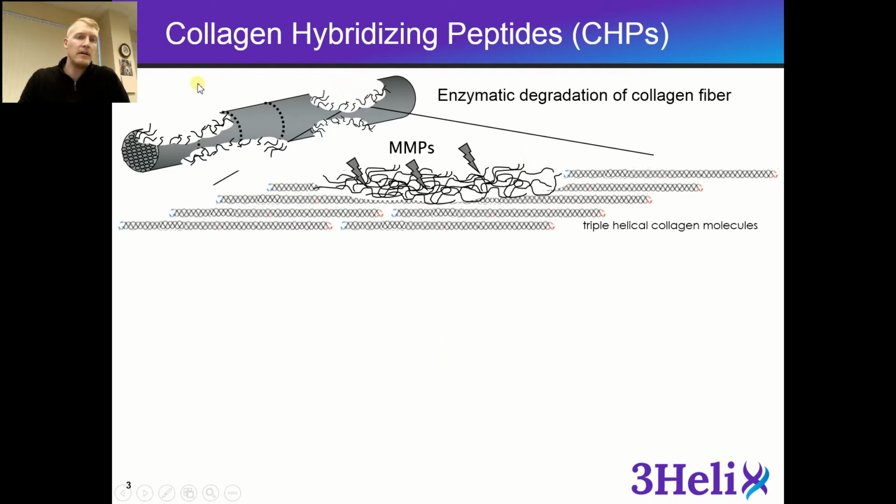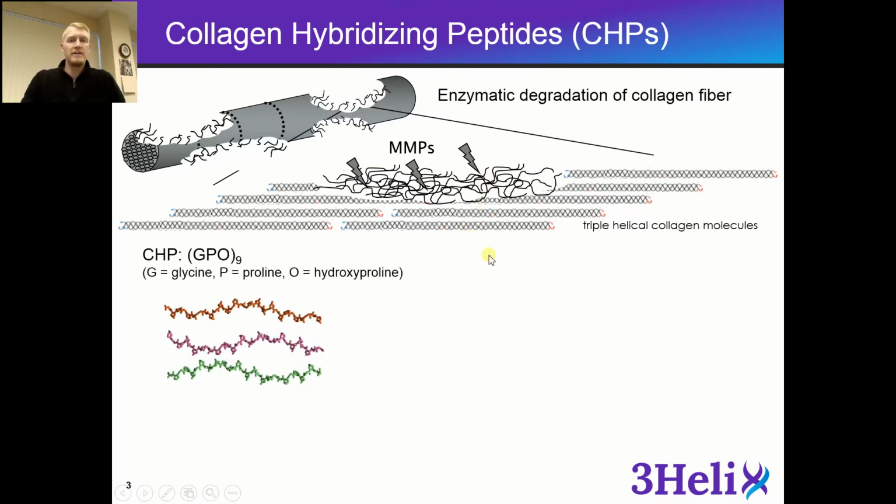So imagine this as a collagen fiber, and we have a certain amount of enzymes that can act on the collagen triple helix. These are known as matrix metalloproteinases, or MMPs. So they will cleave the collagen into separate individual strands, and what happens is now you have all these single-stranded collagen molecules exposed to the microenvironment.